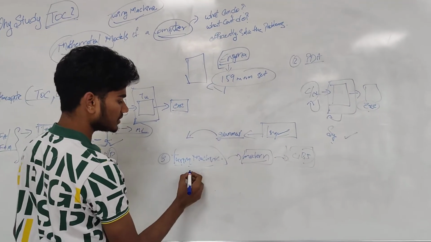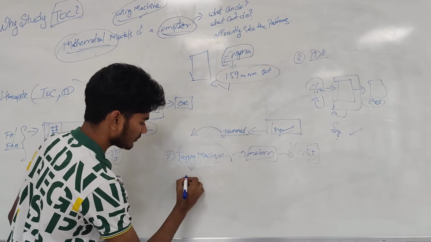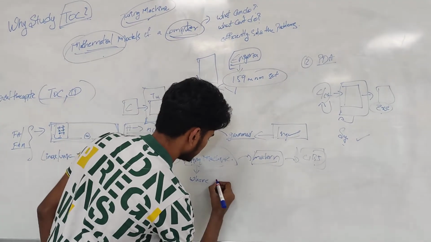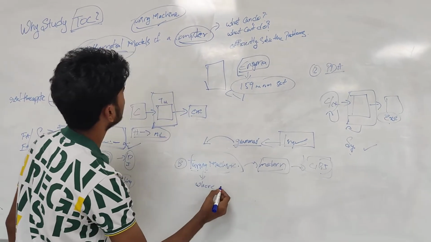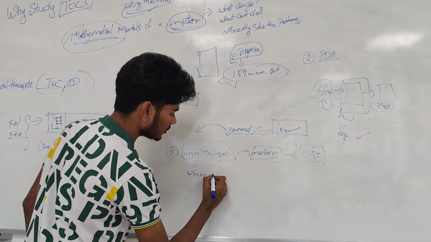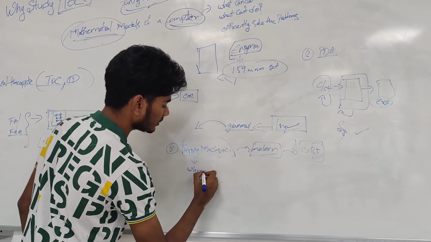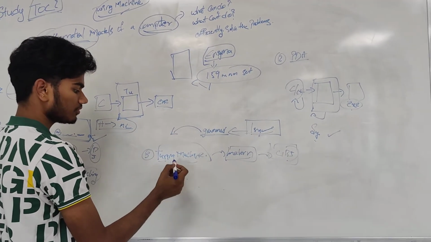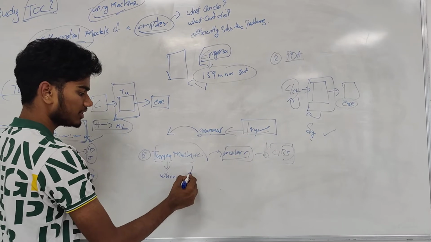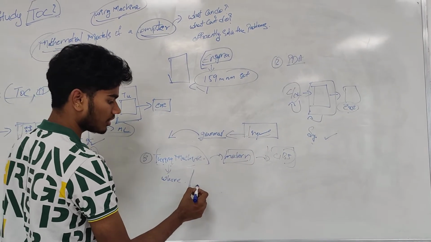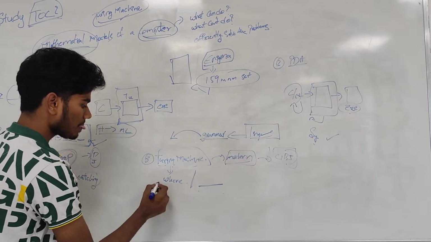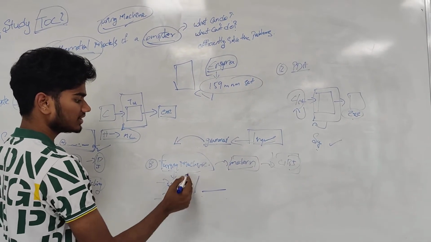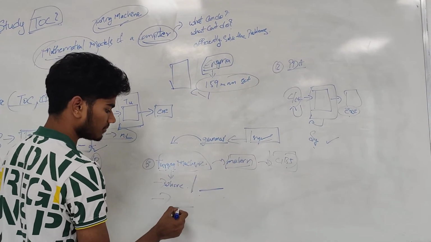Now this Turing machine tells us what a computer can do and what a computer cannot do. So a computer can do some things, and a computer cannot do other things. And it also tells us how efficiently the computer solves the problem.